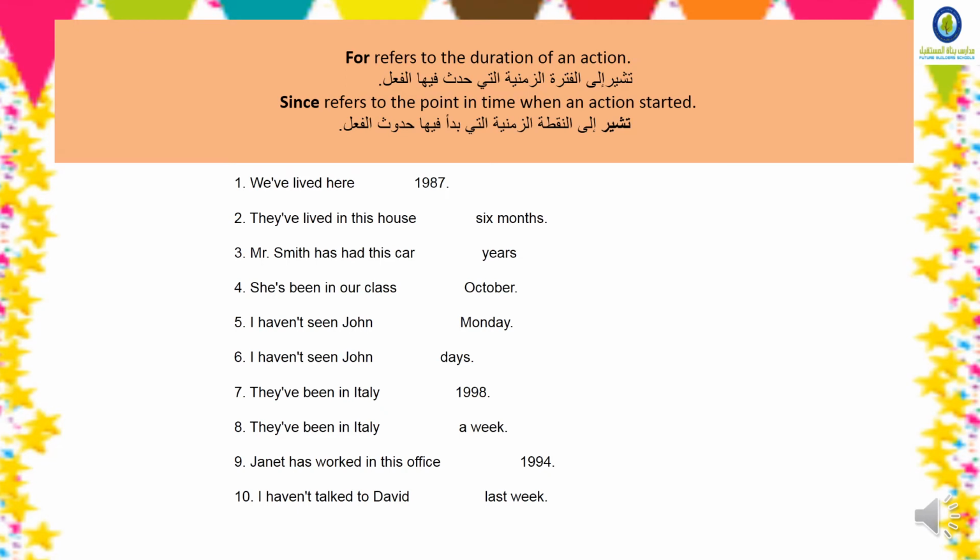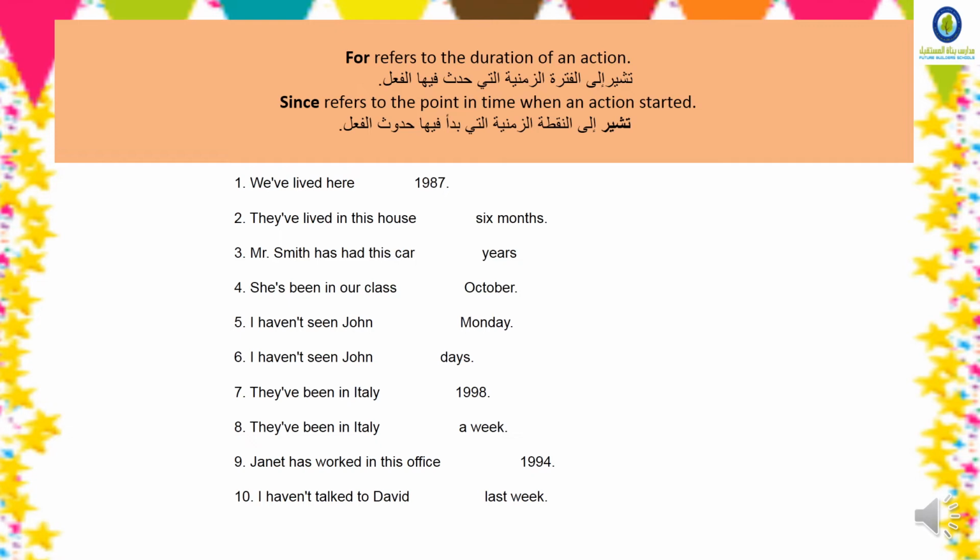For refers to the duration of an action. تشير إلى الفترة الزمنية التي حدث فيها الفعل. duration بمعنى طول المدة للحدث. For, it means in Arabic لمدة. For example, I have studied English for 3 hours ل3 ساعات أو لمدة 3 ساعات.